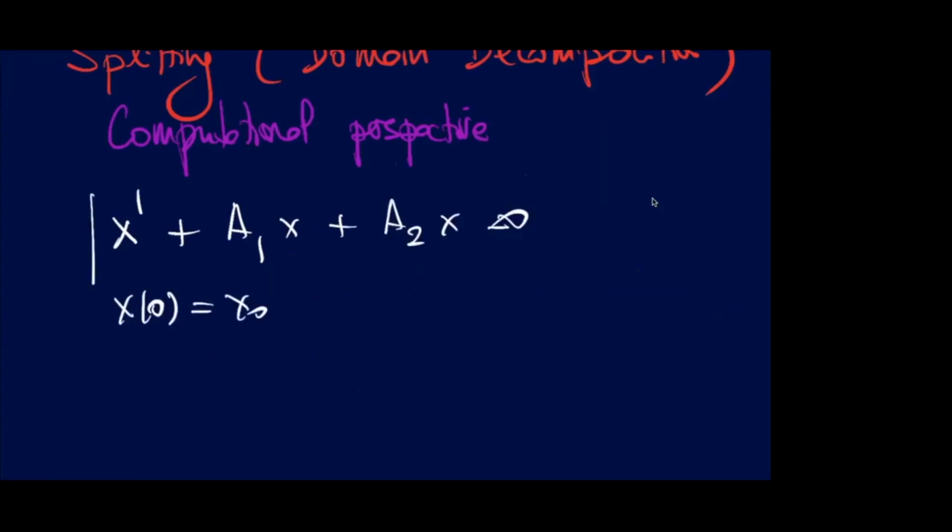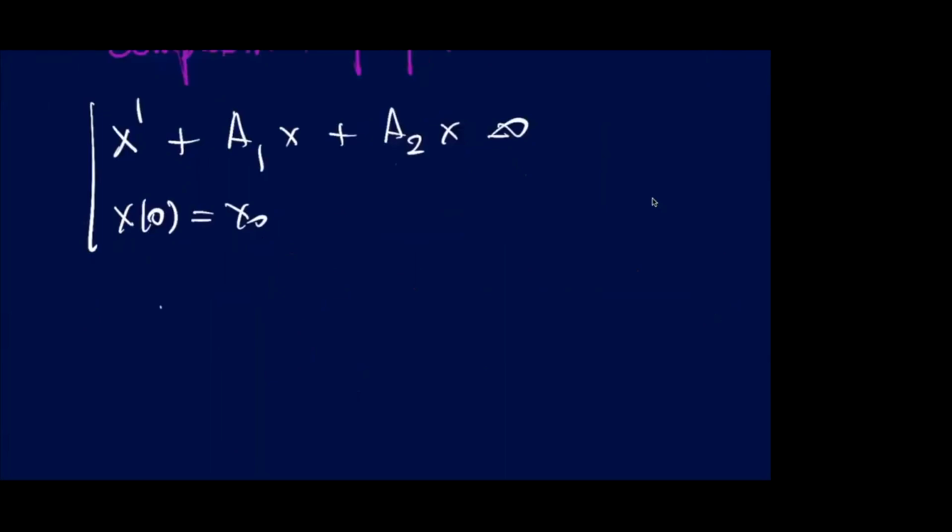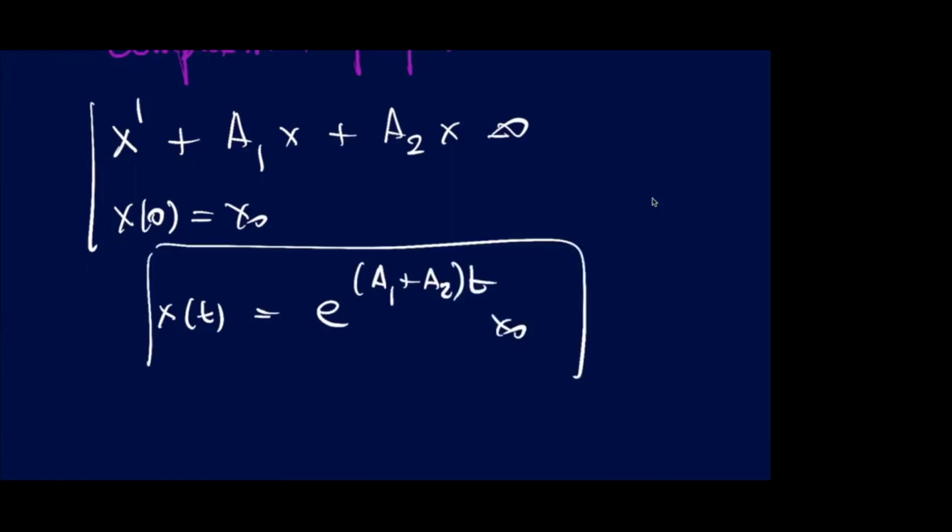If you give me this system, what is the solution of this system? And then I will tell you, well, that's very easy, right? The solution of that system is going to be exponential of (A1 plus A2) times t times X0. This is the solution, no problem, right? And in the finite-dimensional context, there is no ambiguity. A1 is a matrix, A2 is another matrix, A1 plus A2 is a matrix, and I know the exponential is well defined out of a power series expansion.